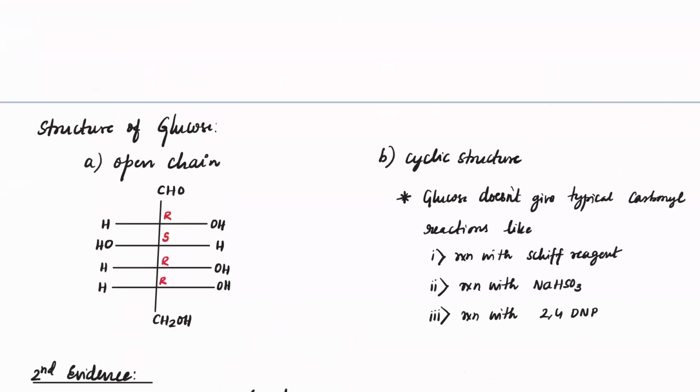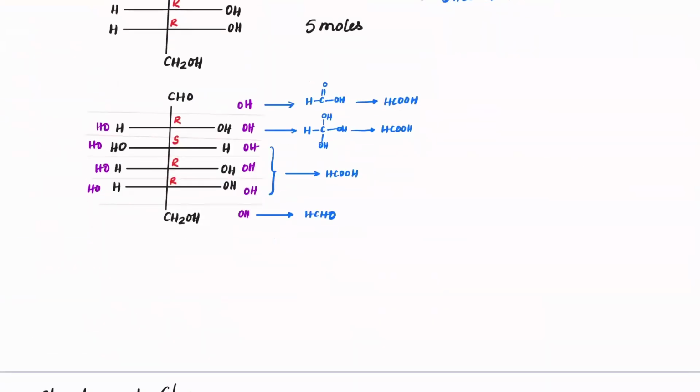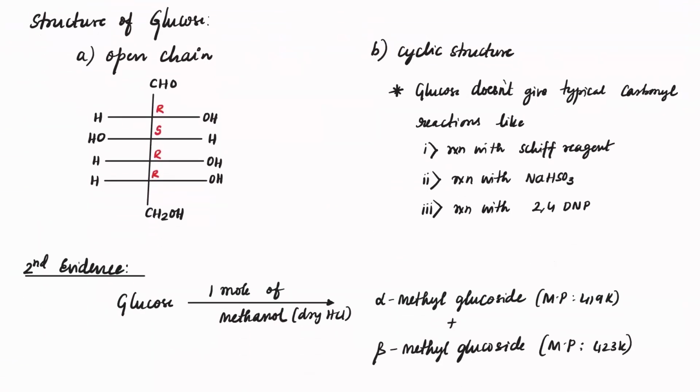Okay. These are all the important reactions of glucose, whatever we have learned so far. Now let's dig into the structure of glucose. How does the structure of glucose look like? Okay. See, glucose apparently has two types of structures. One is an open chain structure. The other one is a cyclic structure.